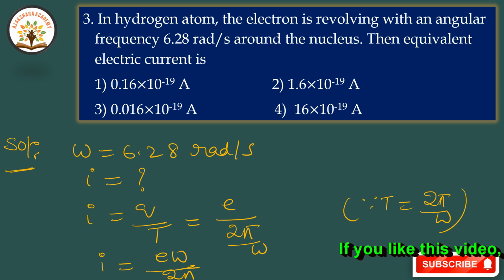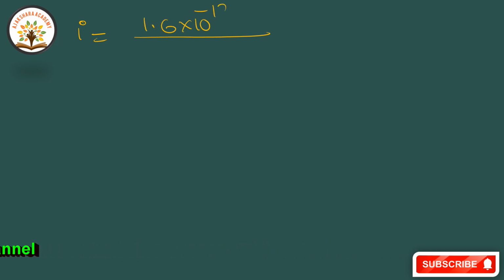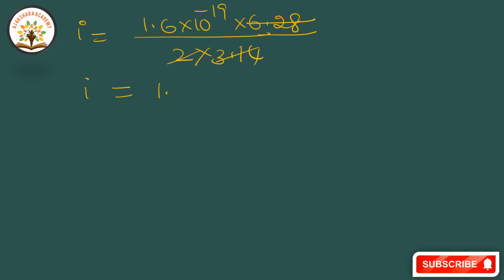Now substituting values, I is equal to e, the charge of electron, that is 1.6 into 10 to the power of minus 19, into 6.28 angular frequency, and 2 into pi, that is 3.14. 2 into 3.14 gives 6.28. So 6.28 and 6.28 cancel each other. Then electric current I is equal to 1.6 into 10 to the power of minus 19 amperes. Okay. Next we will go to the next question.